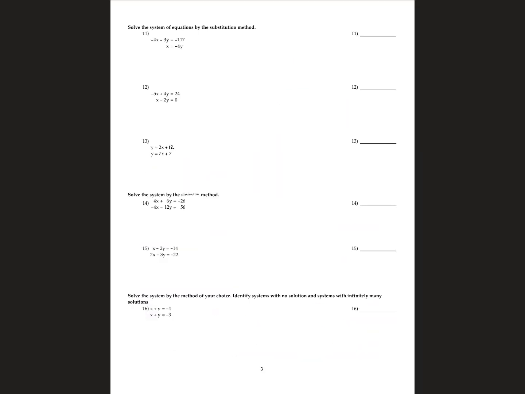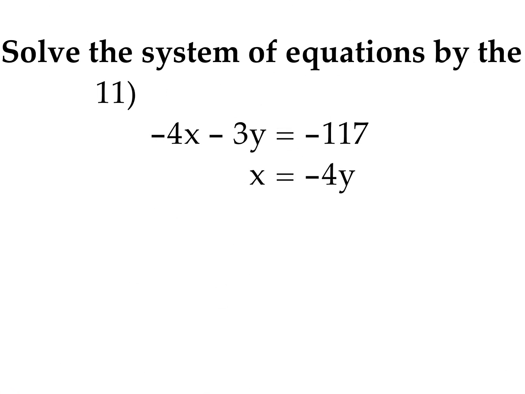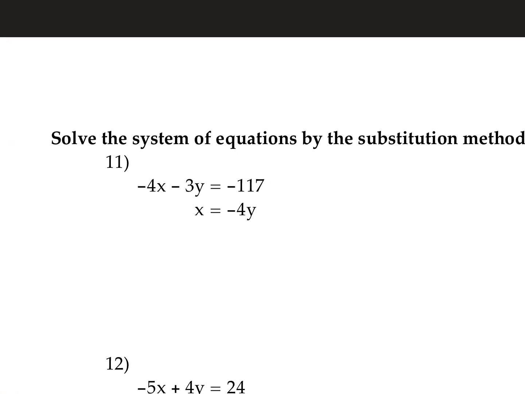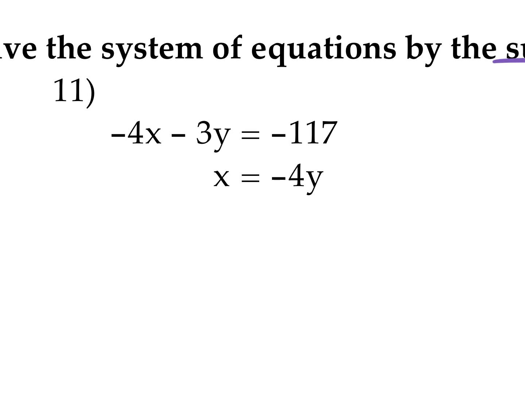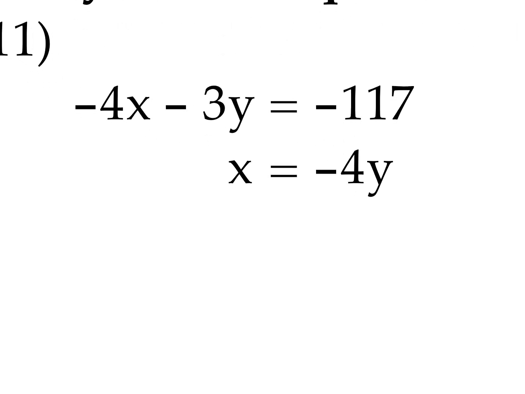Let's do 11. So 11, we have to solve the system by substitution. When we're going to use substitution, we need either an x equals or a y equals. Do we have that in number 11? Yes. Our second equation is x equals negative 4y. So I'm going to take negative 4y and plug it into the x, since that's what x is equal to.